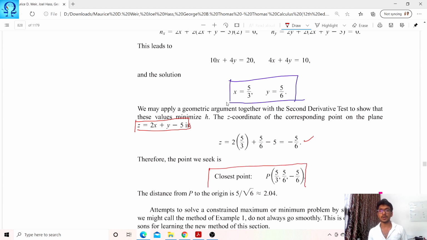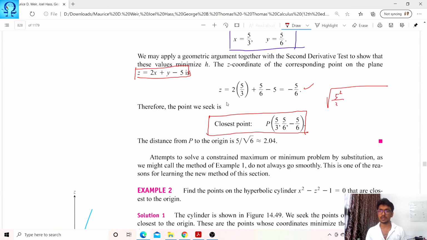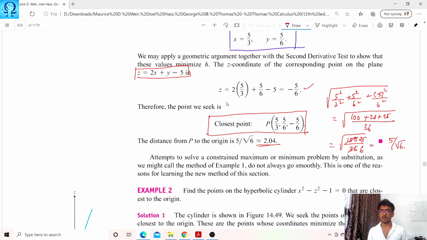So the closest point on the plane to the origin is this one, and if you have to find out the distance, that is the square root of (5²/3² + 5²/6² + (−5)²/6²). If you multiply by 2 squared on both sides, it's going to be 10 squared. So 100 plus 25 plus 25 upon 36. So it is the square root of 150/36. You can cancel it with 6 itself. It is going to be 6 and it is 25. So it is 5/√6. That value is approximately 2.04.